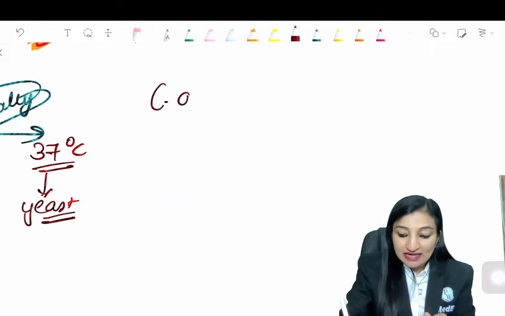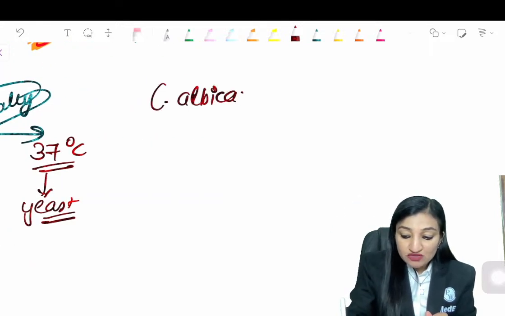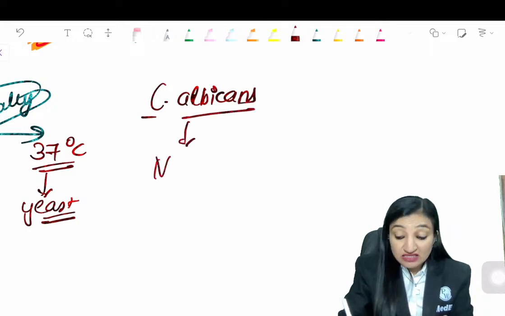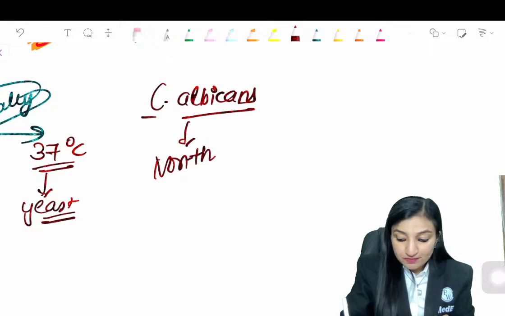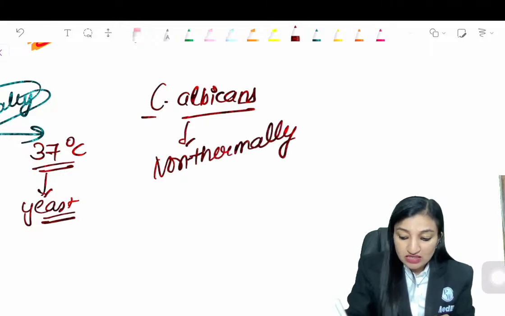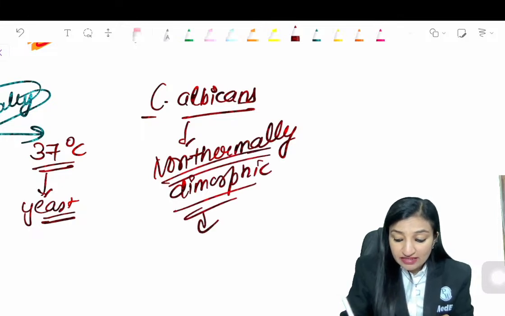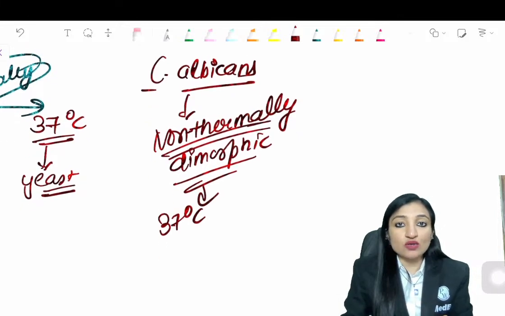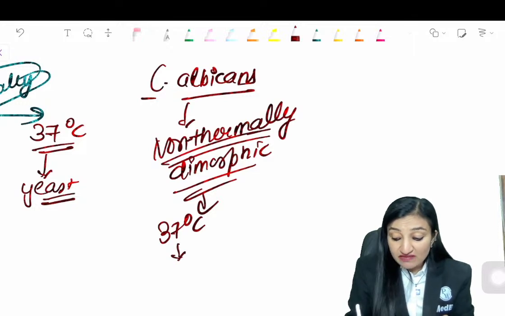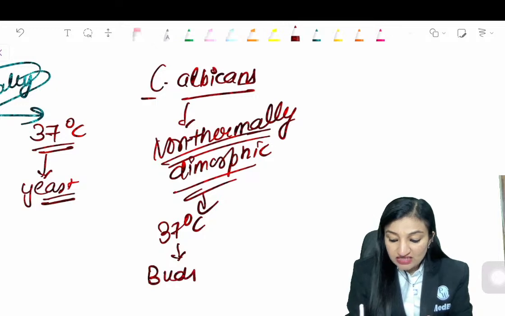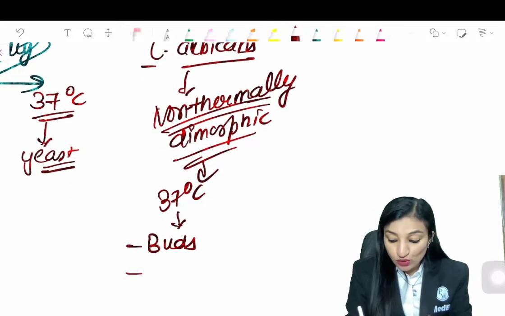Now I asked you about Candida albicans, which is the most common species causing candidiasis. Remember, it is non-thermally dimorphic, meaning that at 37 degrees Celsius, suppose it is causing infection in somebody, we can appreciate different morphologies. For example, buds, that is blastoconidia or blastospores, plus it is also going to form pseudohyphae.